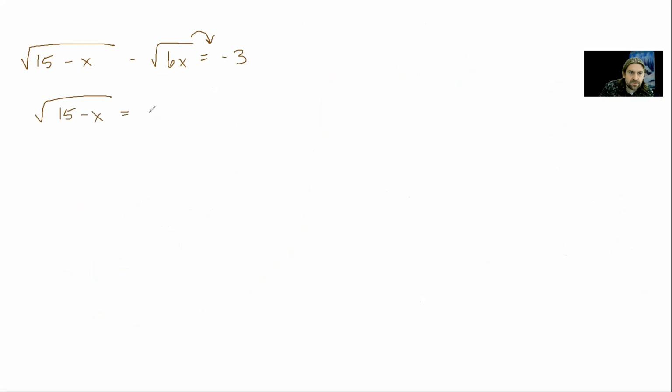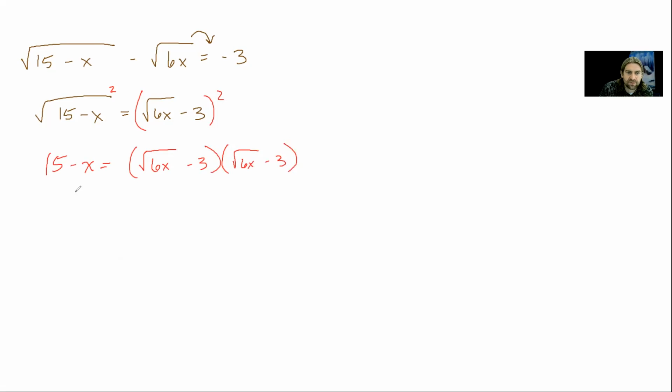All right, let's try this one more time with the other problem here. Radical 15 minus x minus radical 6x is equal to -3. So what we need to do is isolate the radical, add the radical 6x over. We get radical 15 minus x is equal to radical 6x minus 3. Since this radical is isolated, we need to square that. We get a 15 minus x, and over here we'll write this out twice. Radical 6x minus 3 times radical 6x minus 3.